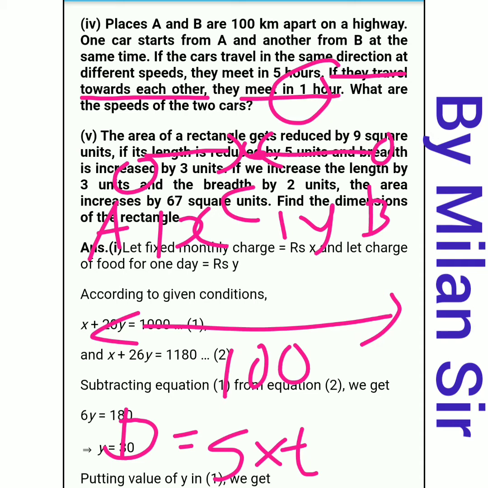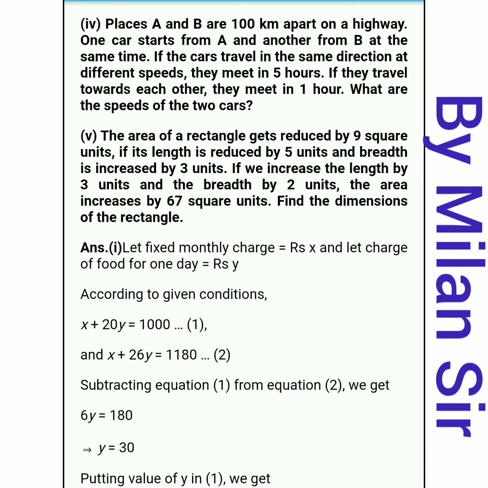If we add these two distances, AC plus BC, it becomes our AB, and AB we already know is 100 kilometers. That means 1x plus 1y is equal to 100.